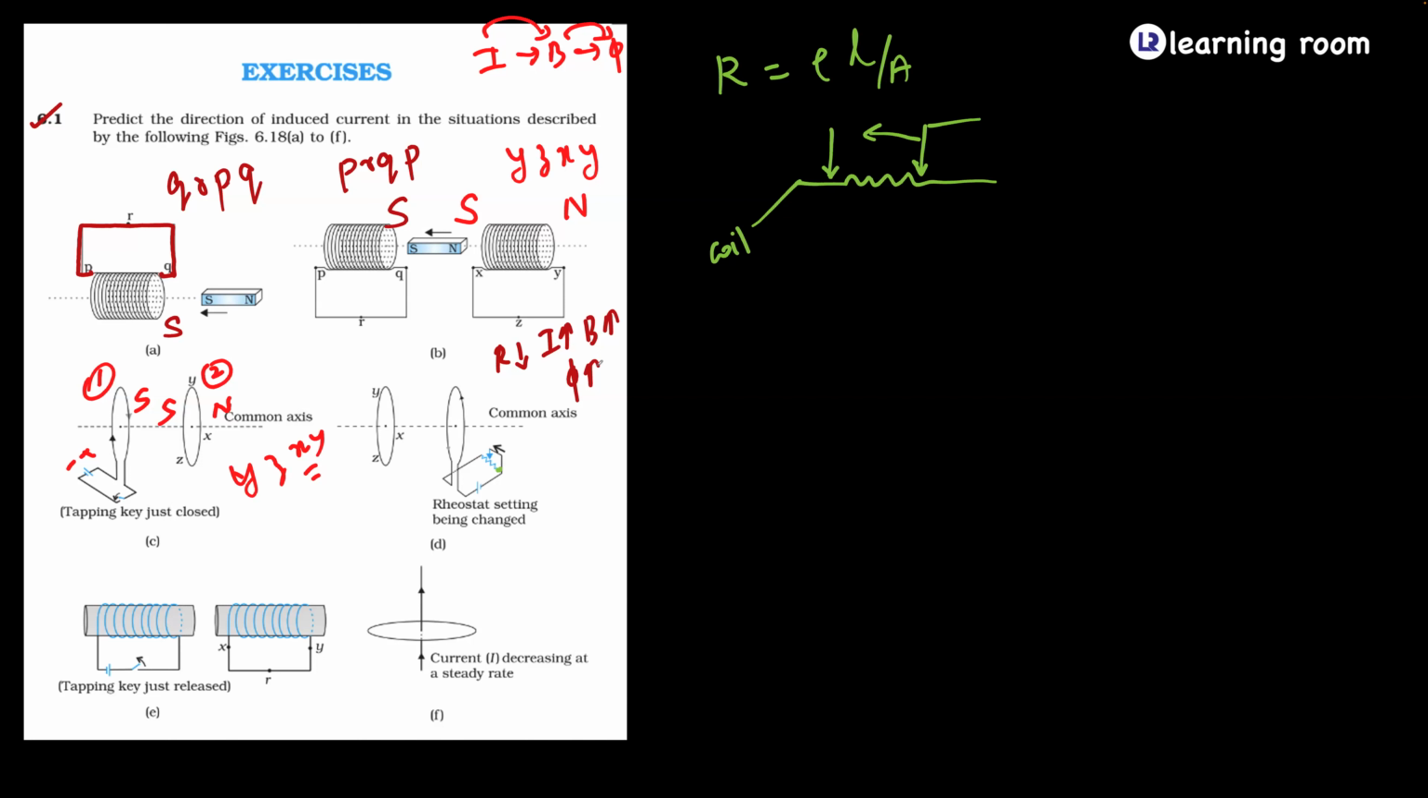When you look at the palm, the current at this point is going upwards, anti-clockwise. So current is anti-clockwise, means this side is north pole. So if this side is north pole and the flux is getting increased, this will also be north pole, right?